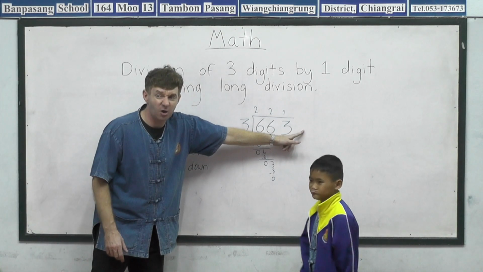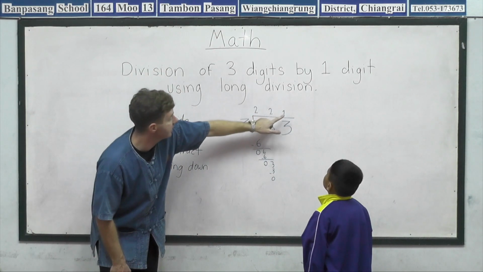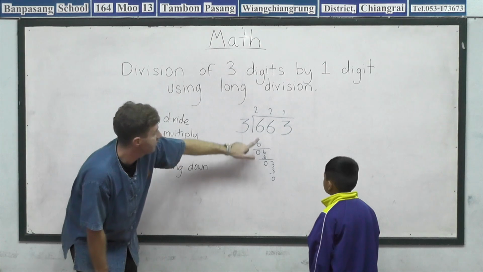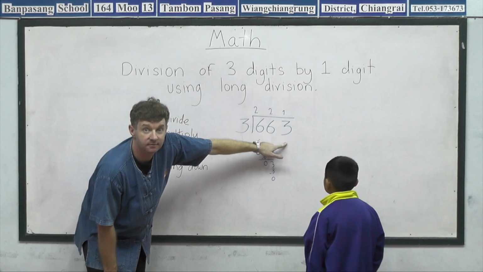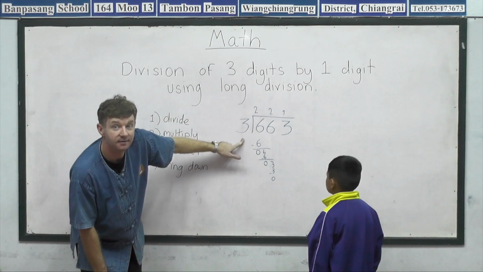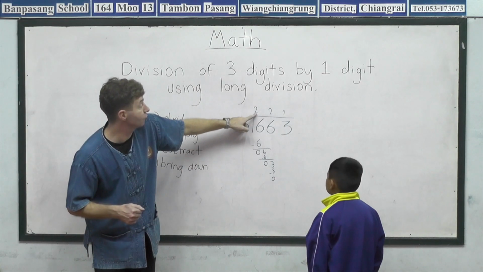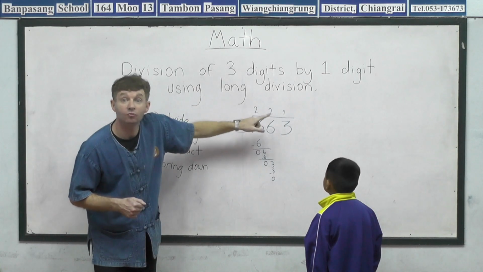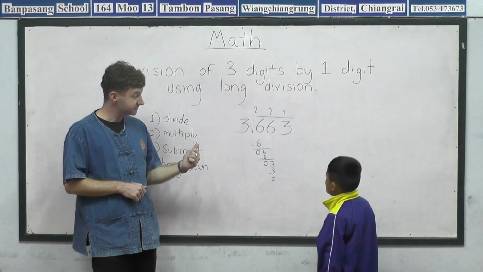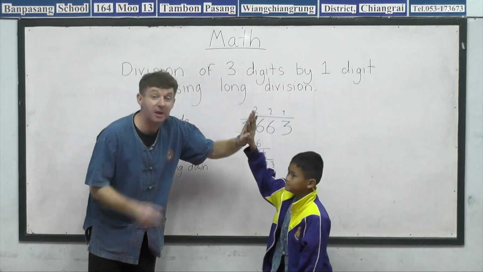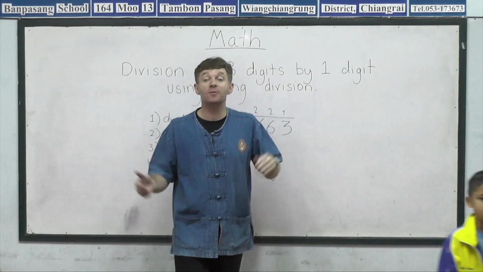Is there anything in the next column? No. Do we have any remainders? No. So Tew, can you say 663 divided by 3 equals 221. Tew, is that right? Excellent. High five. Big round of applause for Tew. Round of applause for everyone, guys.